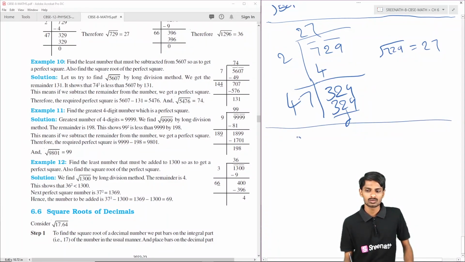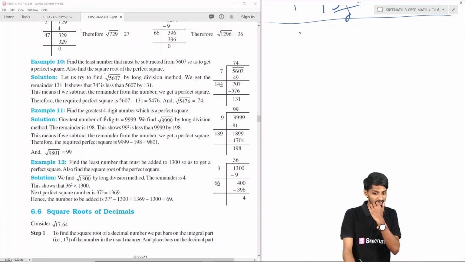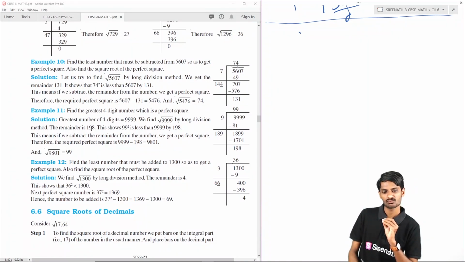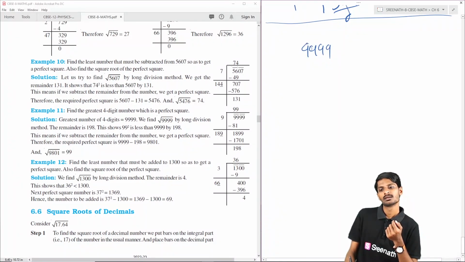So we have to find out the greatest 4-digit number which is a perfect square, students. Greatest 4-digit number which is a perfect square. So we know the normal greatest 4-digit number is 9999. But whether it is a perfect square or not, first we have to check for it. If it is not a perfect square, how can we make it a perfect square?